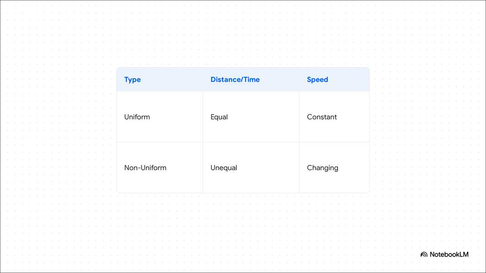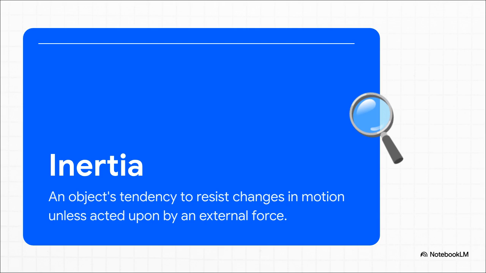And honestly, why does an object maintain uniform motion in the first place? Well, the answer is inertia. Inertia is a foundational property of matter. It essentially means objects are lazy. If an object is resting, it really wants to stay resting. If it's moving at a steady speed, it wants to keep moving at that exact speed forever, unless an external force, like the friction of the road or a brick wall, forces it to stop.